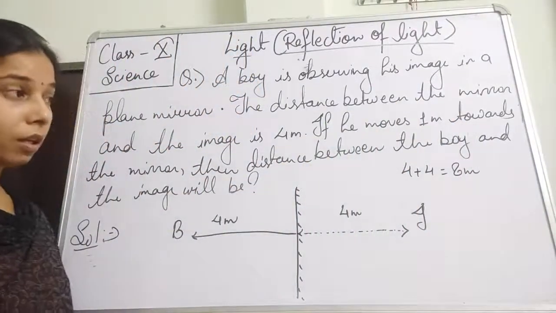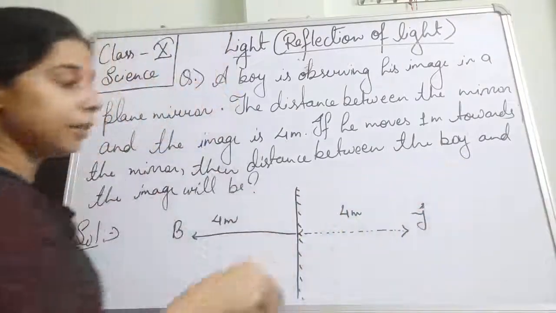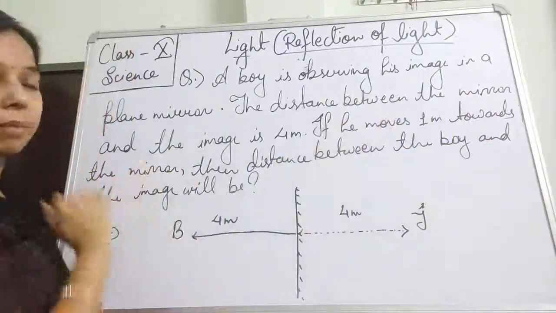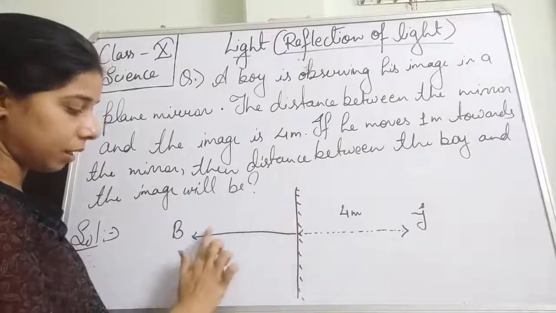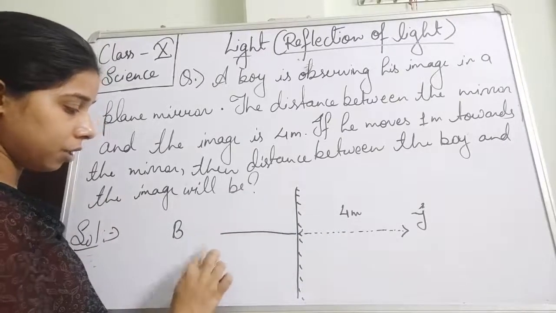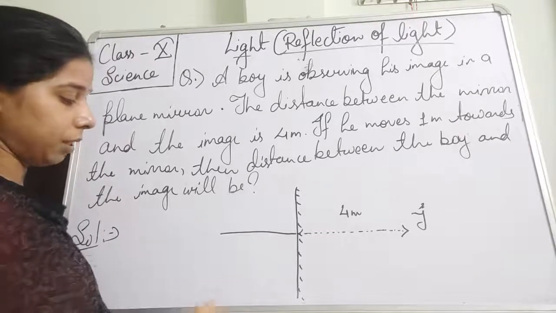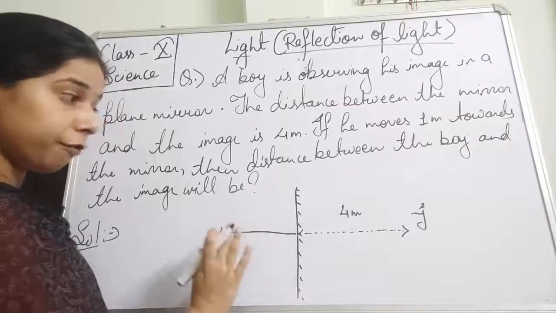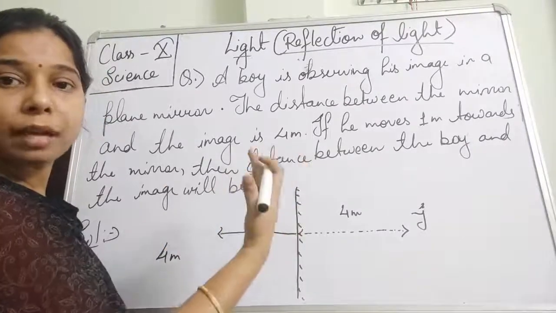Okay. Now this is the first situation. We do not have to find that. What we have to find here is, if he moves 1 meter towards the mirror. Now he moves 1 meter towards the mirror. So suppose this is the 1 meter he moves. Before that it was 4 meter, now he moves close to the mirror.